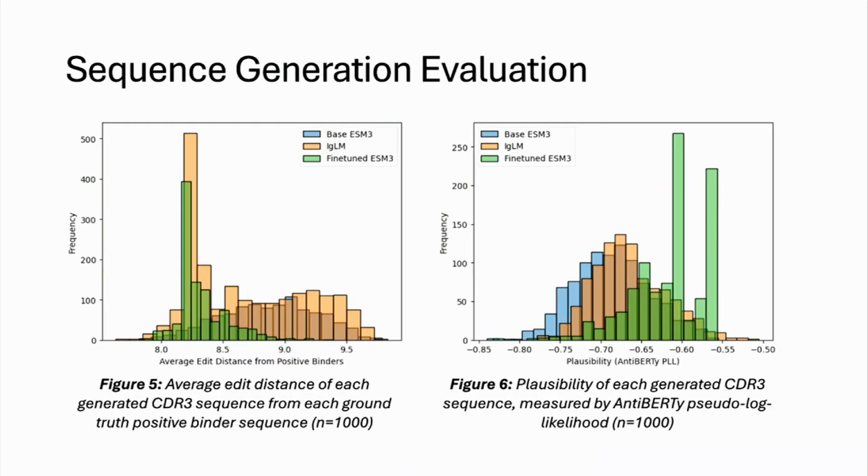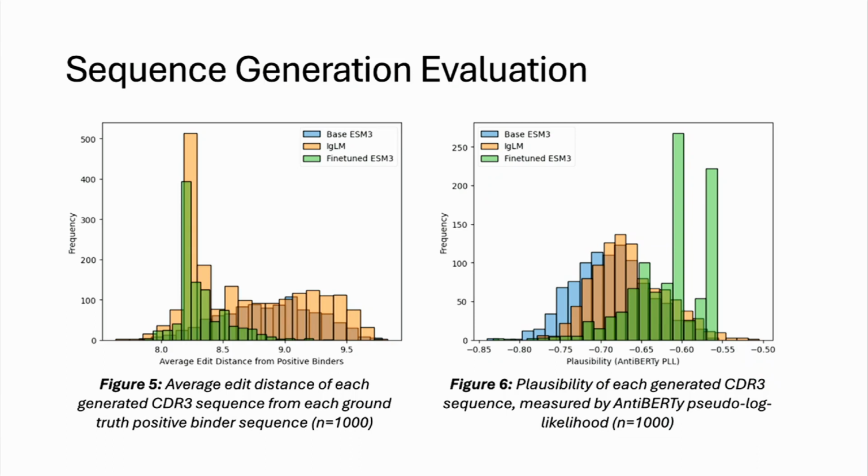In the next slide, we wanted to see how close the newly generated sequences are to the high binding sequences. So we computed the average edit distance for each generated sequence against all the high binding sequences we had. We observed 3 models: one is the base ESM3, one is IgLM, and one is the fine-tuned ESM3. The left graph shows the average edit distance. We see that our model performed better than both the base model and also IgLM.